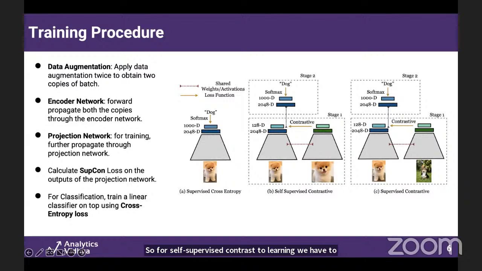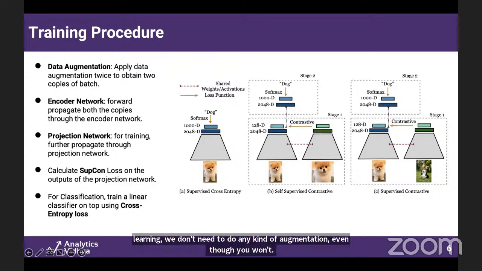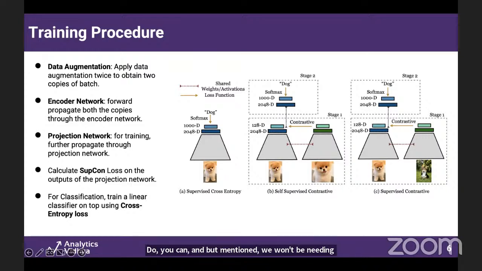But in supervised contrastive learning, we don't need any kind of augmentation. Even though you want to, you can, but majorly we won't need any data augmentation to create these pairs, because we already know the labels. We can draw positive samples from the same target, and also we can draw negative samples based on the label information. Now, once the pairs are generated, we will pass these pairs to the encoder network.